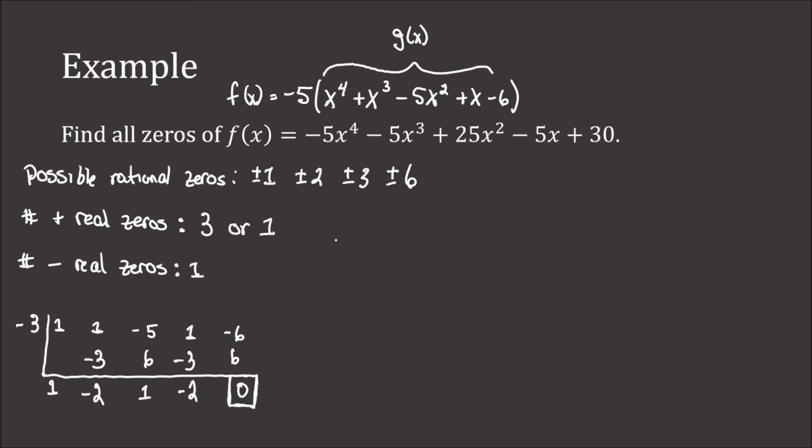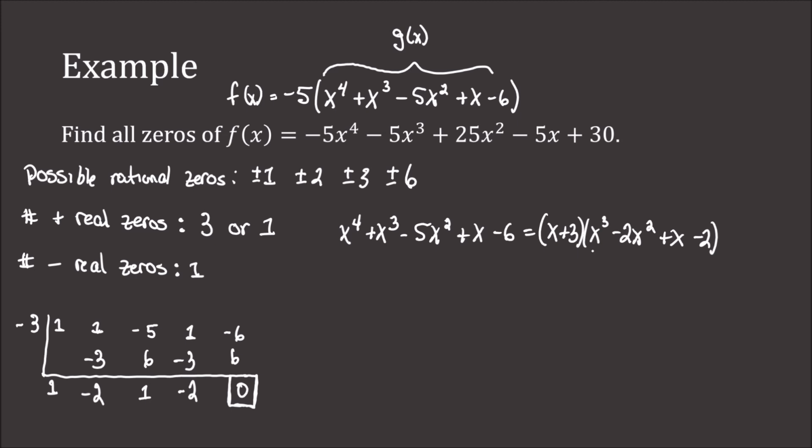So we're going to have x to the 4th plus x cubed minus 5x squared plus x minus 6 equal to x plus 3 times x cubed minus 2x squared plus x minus 2. So now we want to reapply all of the steps we just did on this function.